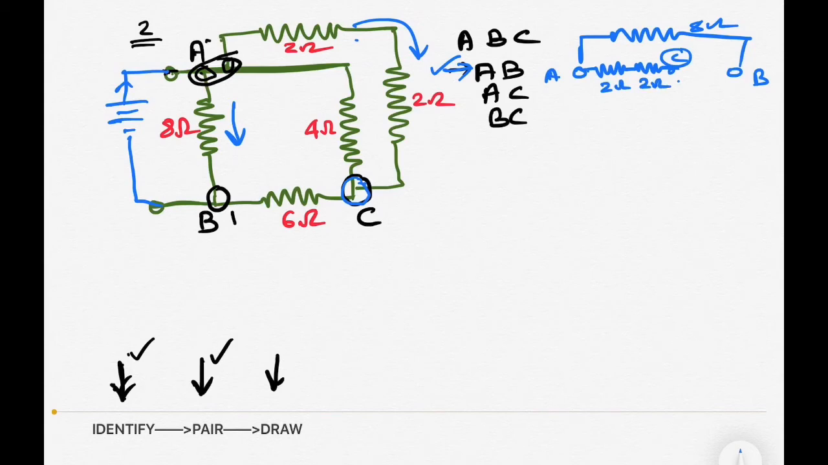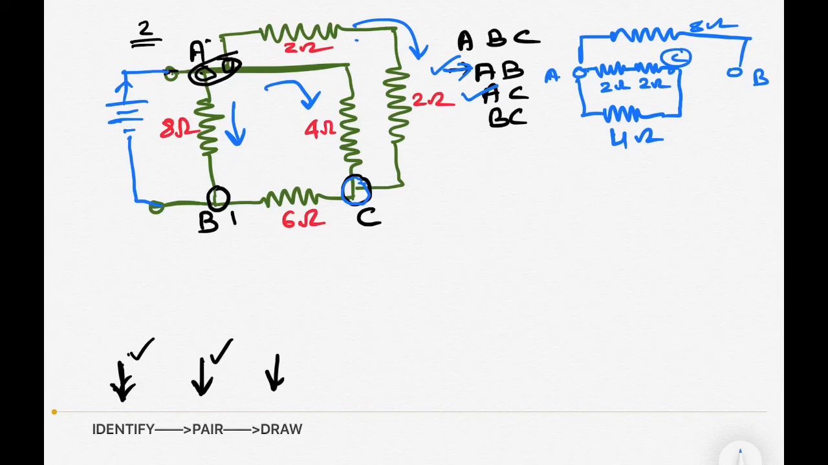And there is another path through 4 ohms. Okay, so we put a 4 ohm resistor in between. So we covered both the paths. There is no other direct path in between A and C. So we're done with the second pair.